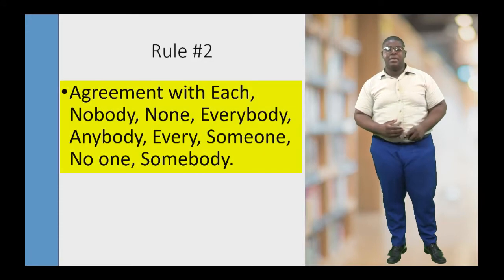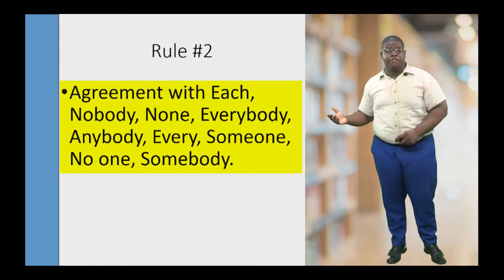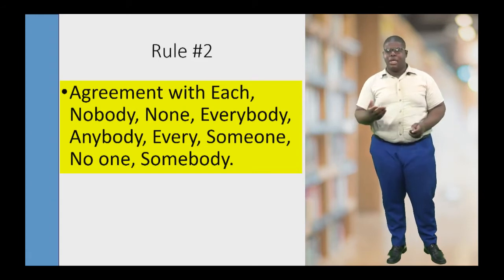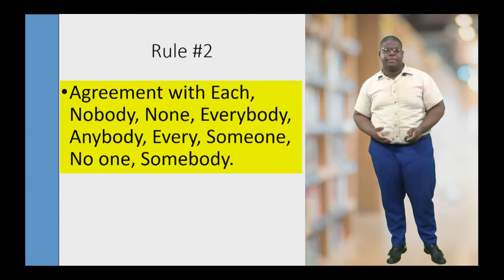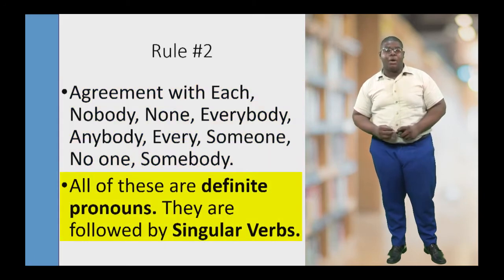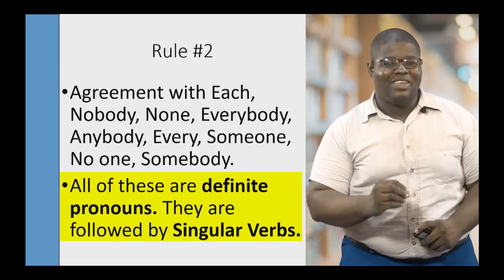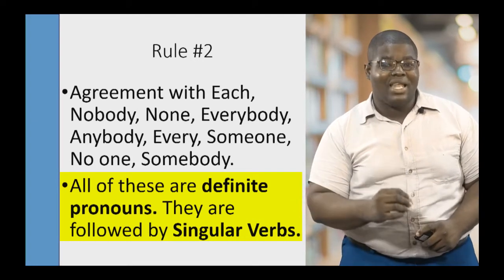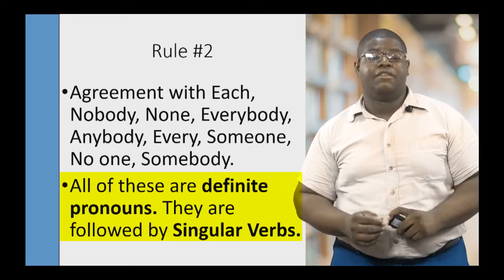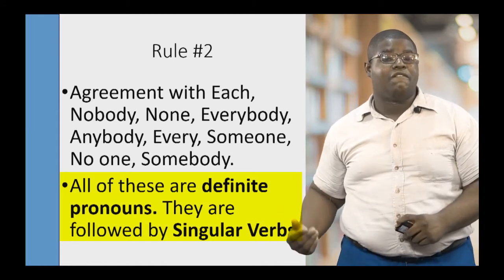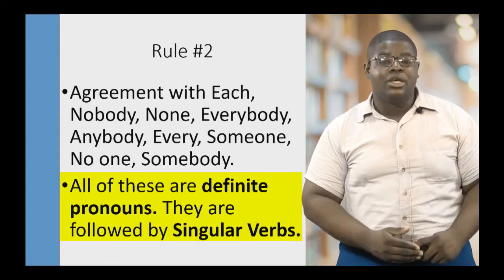So when we have agreement with words like each, nobody, none, everybody, anybody, every, someone, no one, somebody, what happens when we have words like these? What do we do with them? Now, all of these are what? Definite pronouns. Let me hear you say definite pronouns. Definite pronouns. One more time for me. Definite pronouns. Good. So all of these are definite pronouns. So they are followed by singular verbs. They're followed by what? Singular verbs.